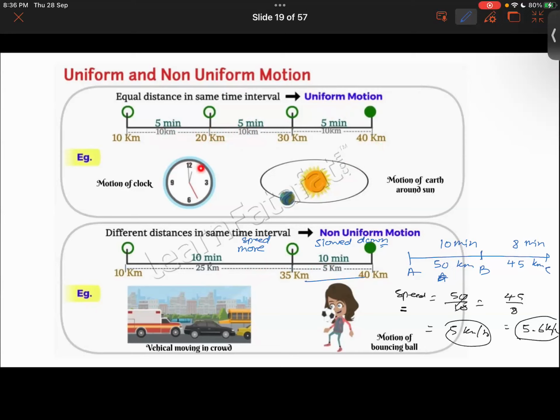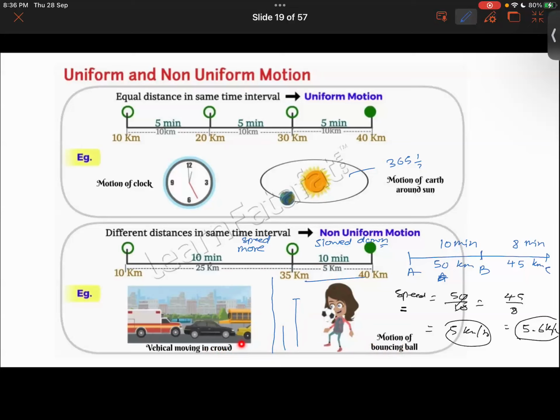So what are some examples of uniform motion? Like the motion of a clock or the motion of Earth around the sun, which takes 365 and a half days. And what are some non-uniform motions? Like the motion of a bouncing ball. The bouncing ball will sometimes jump to this much height, sometimes to this much height. So the length covered by the bouncing ball is not uniform. Or a vehicle moving in a crowd.